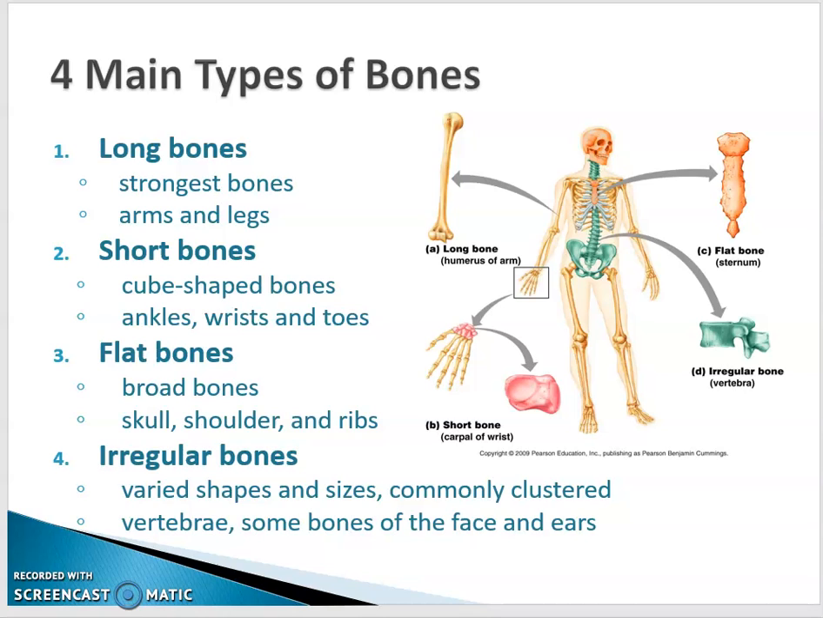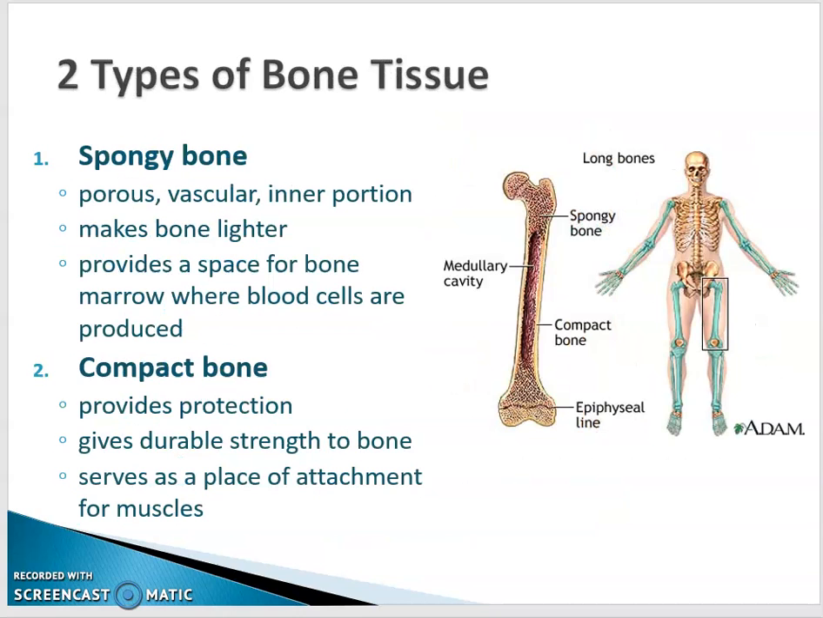Short bones are cube-shaped bones, ankles, wrists, and toes, where you'll find those. Flat bones are more broad bones, so the skull, ribs, and think of the shoulder blades themselves, large, flat bones. And then we have sort of oddballs, known as irregular bones. These are varied in shape and size. They're commonly clustered together, as in vertebrae, some of the bones of the face and the ears.